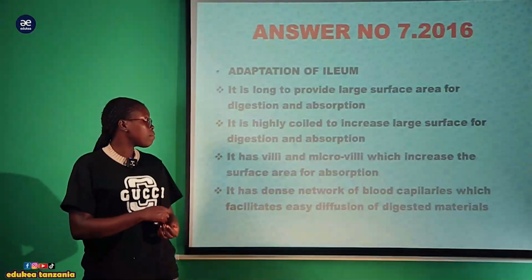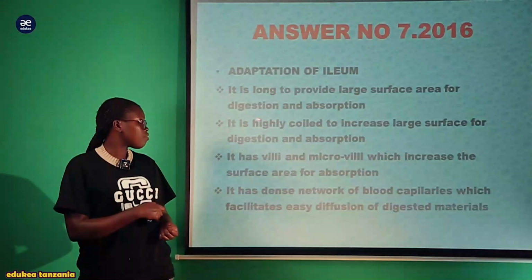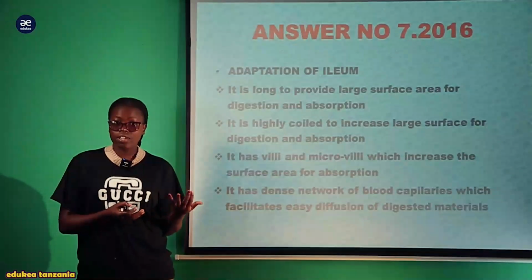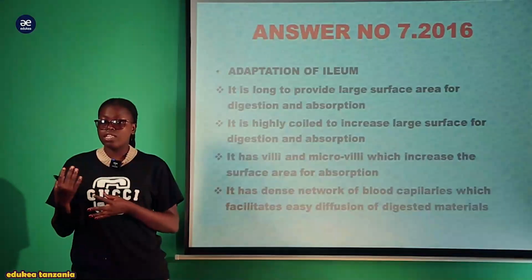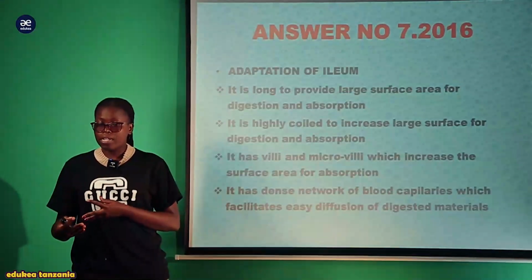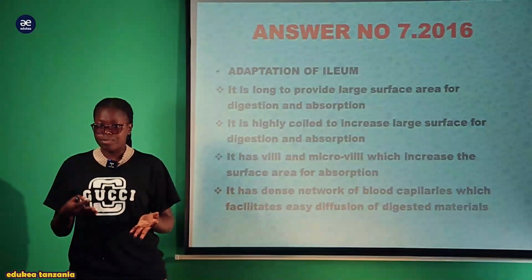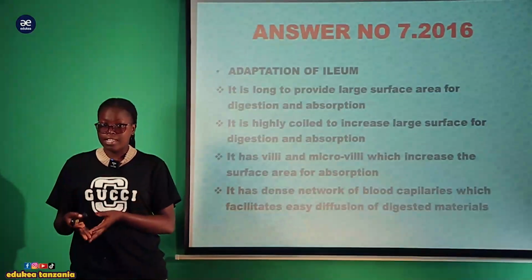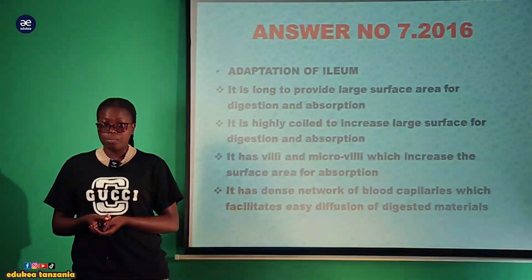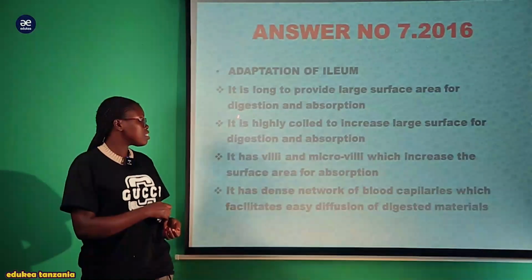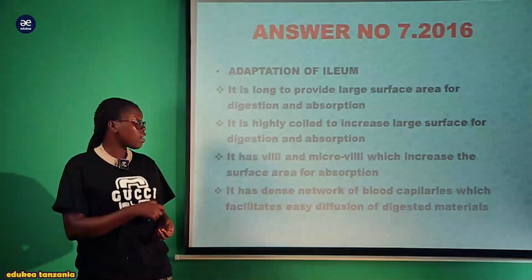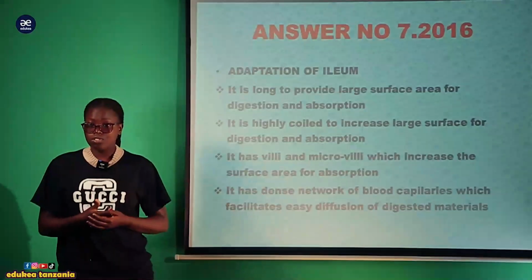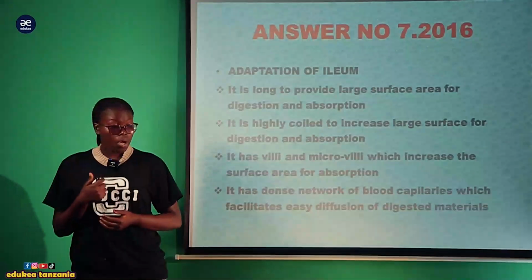First of all, the ileum is long to provide a large surface area for digestion and absorption. It is very long. The length of this ileum provides a large surface area for complete digestion of the nutrients and absorption, to ensure that food is digested to the level required and absorbed into the body. Likewise, it is highly coiled. It is highly coiled, why? To increase the surface area for digestion and absorption. So this is also one adaptive characteristic of the ileum.